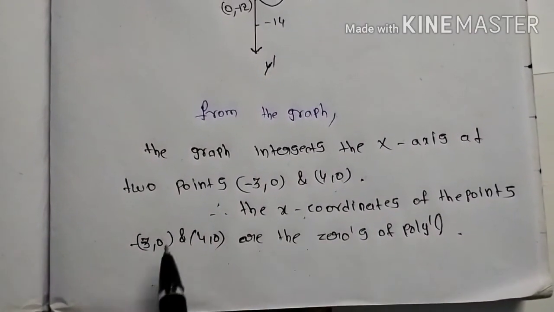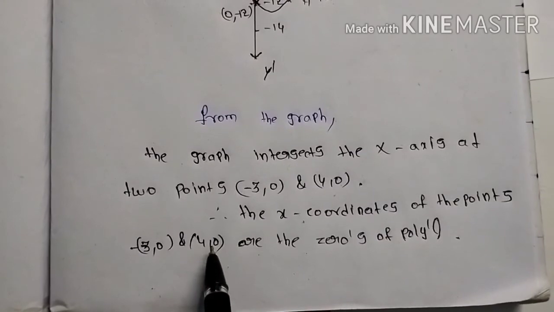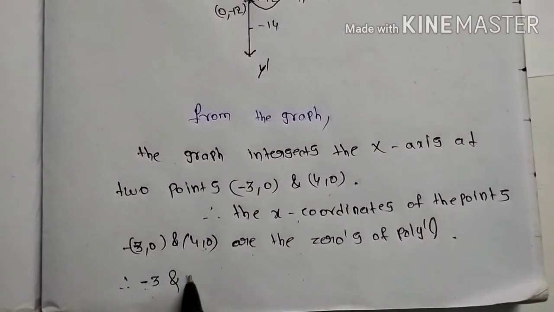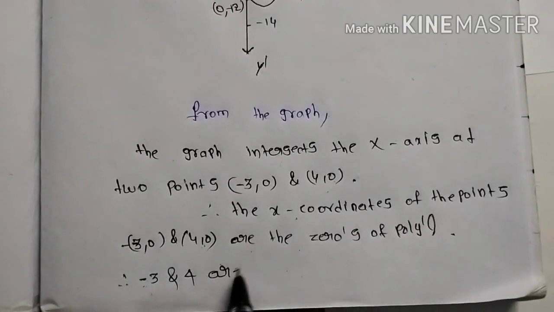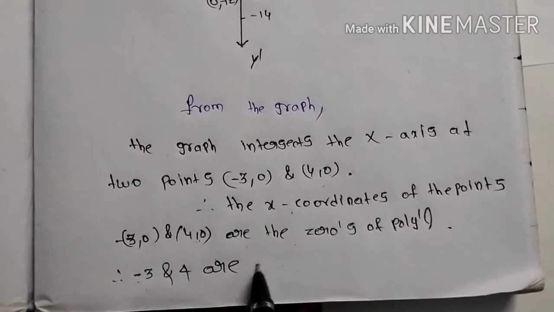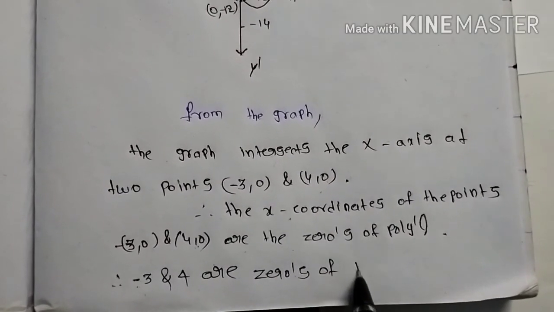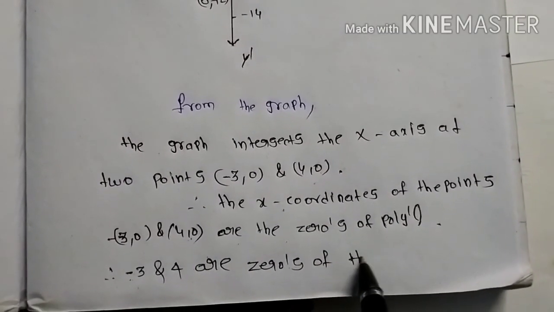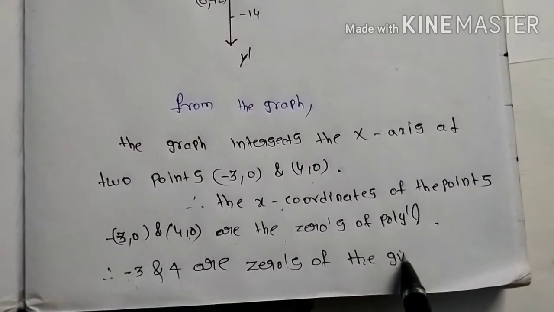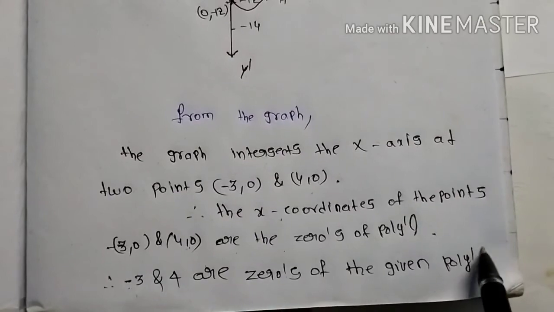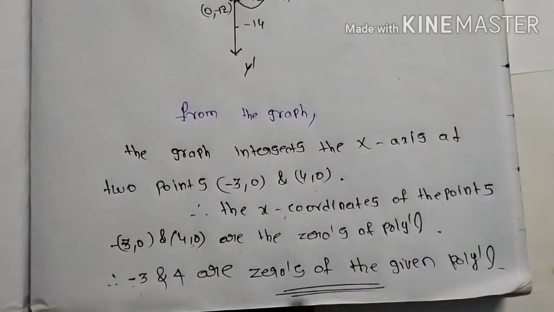That means what are the x coordinates here? Minus 3 comma 0 and 4 comma 0 means you can write here minus 3 and 4 are zeros of the given polynomial. This is your final solution.